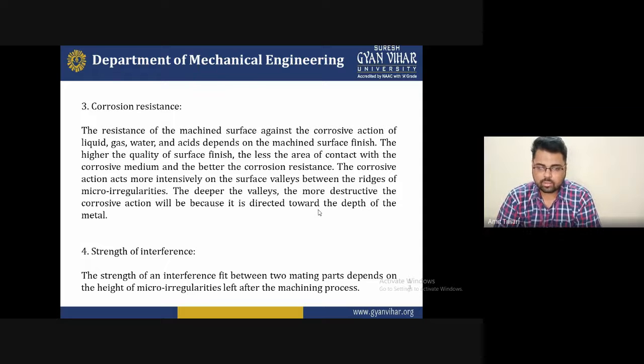Fourth is the strength of interference fits. This is the strength of the interference fit between two mating parts, depending upon the height of the micro irregularities left after the machining process. That means the strength of the interference fit is very important between two mating parts, which depends upon the height of the micro irregularities left after the machining operation.